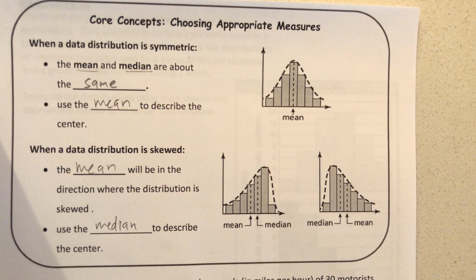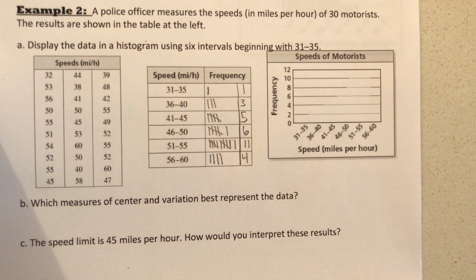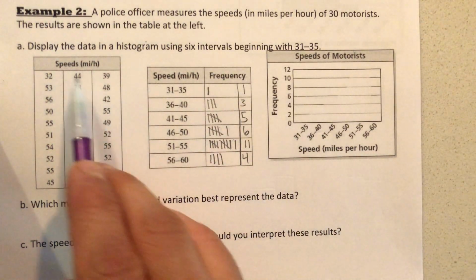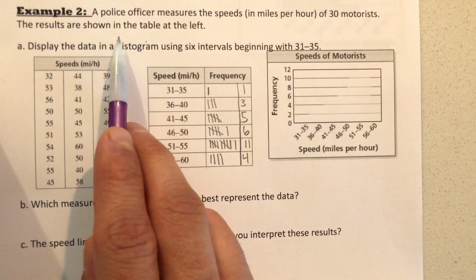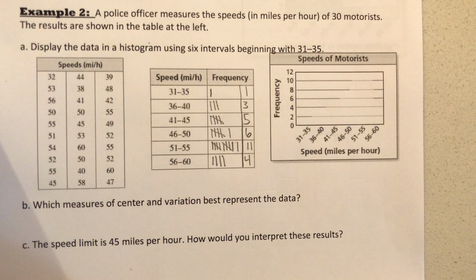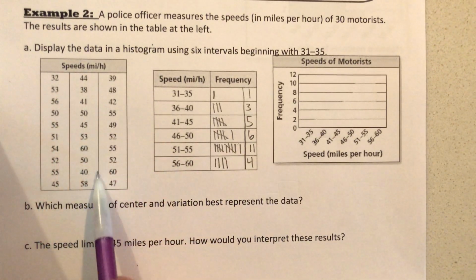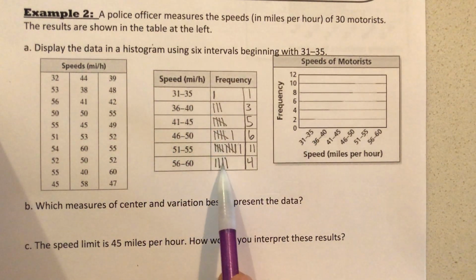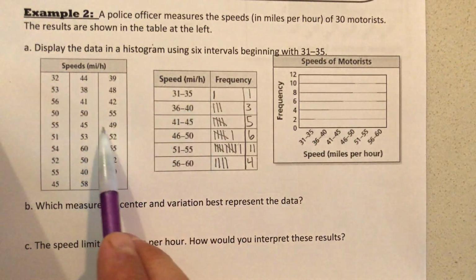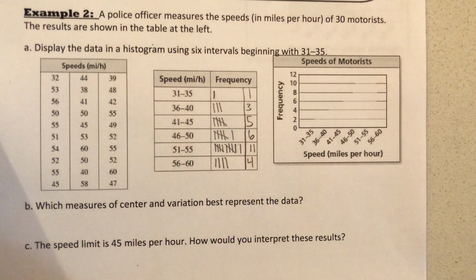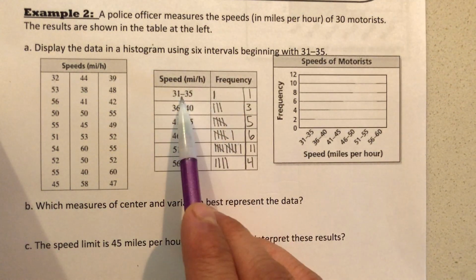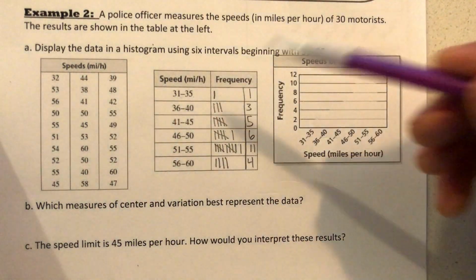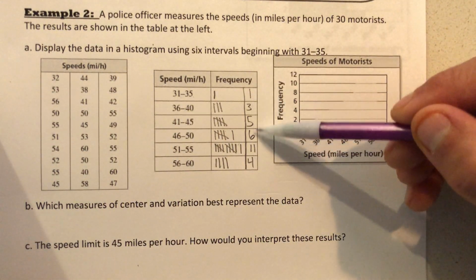All right, one more example of one of these, and I went ahead and did some of this for you, so I didn't have to count them all here. In this one, we've got a police officer measuring the speeds of cars driving by, and he just writes down all the speeds. So what I did is I just counted up with tally marks how many of each speed happened over here, so we didn't have to do that on the video. So there was only one speed that was between 31 and 35. There were 3 that were between 36 and 40. So these are our frequencies right here.